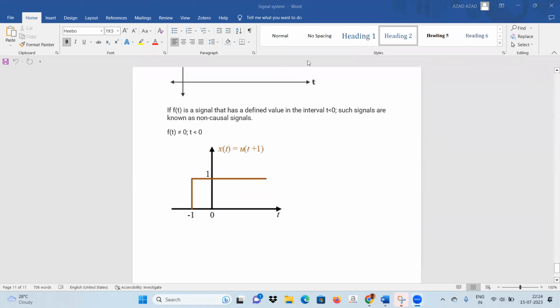But in a non-causal signal, it has some value for t less than 0. F(t) will not be equal to 0 for t less than 0. Here t is less than 0 and it has magnitude 1. That's why this signal will be a non-causal signal.